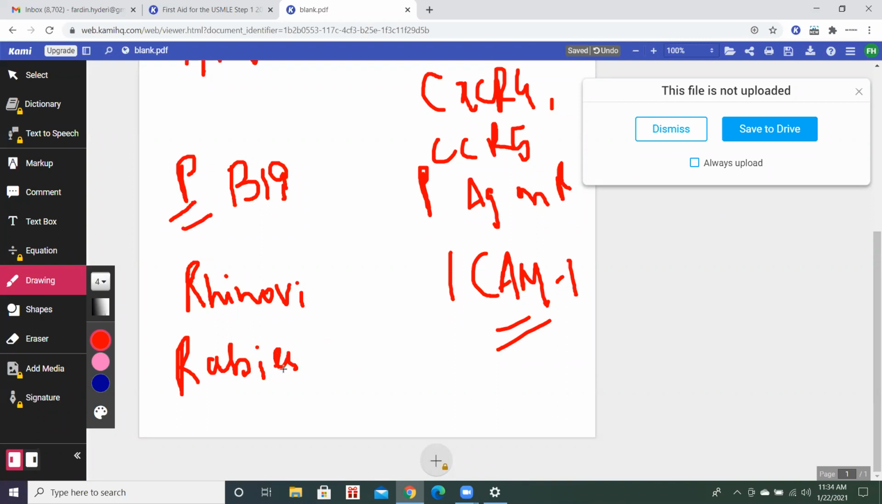Will it affect acetylcholine receptors? Yes or no? Rabies virus affects nicotinic acetylcholine receptors. Okay, nicotinic acetylcholine receptors.